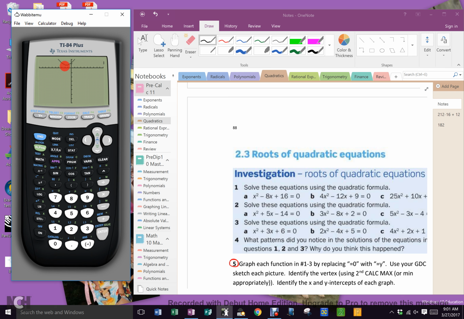Now you will notice that it's on our yucky changed window, yes? You can always change it back by doing zoom 6, zoom standard. That's a 10 by 10. And there it is. And see, Bryce, it's still a parabola. It just doesn't touch the x-axis anywhere. So it has no x roots.